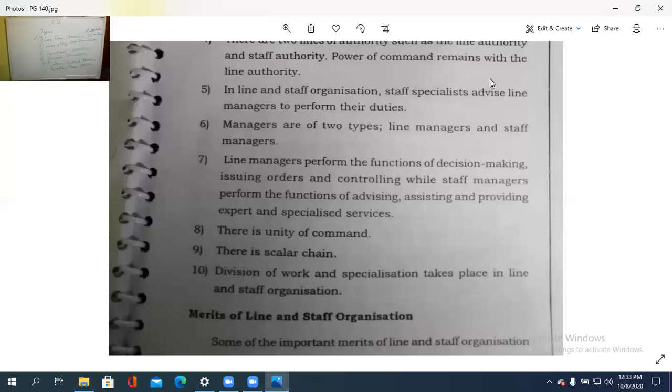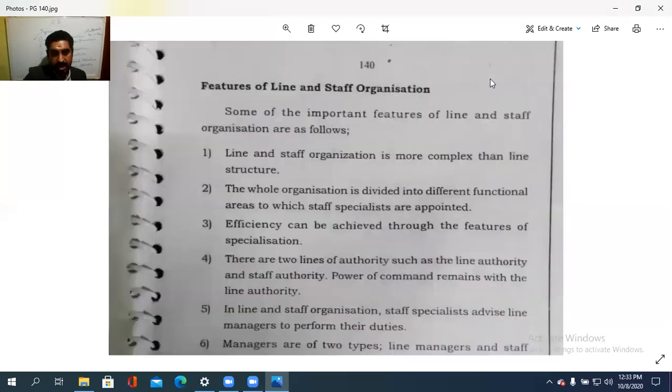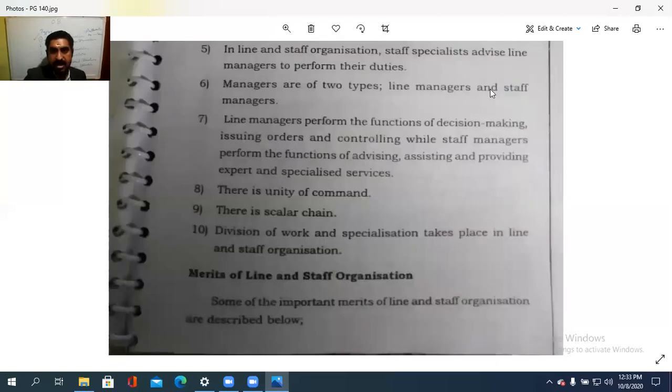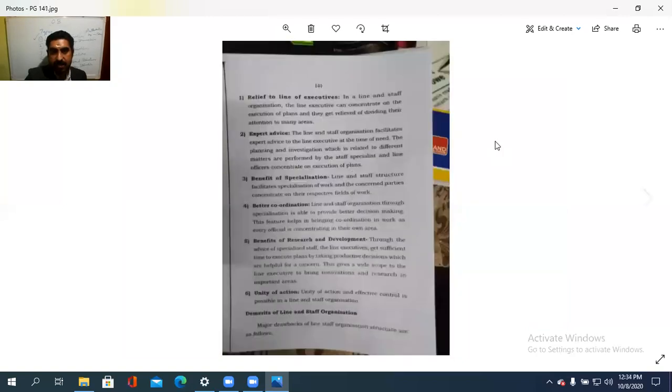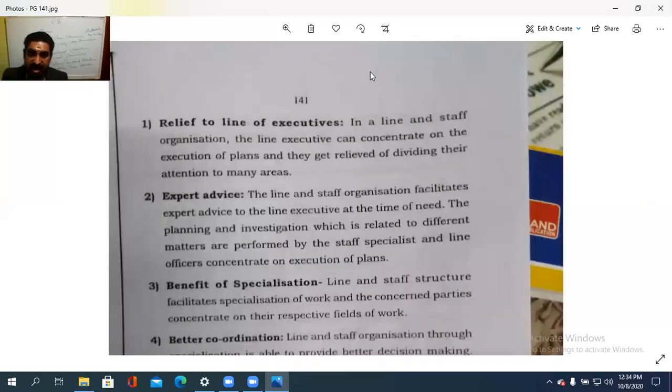അതായത് വർക്ക് ഡിവൈഡ് ചെയ്ത് കൊടുത്തിരിക്കുന്നതും ഓരോന്ന് സ്പെഷ്യലൈസ് ചെയ്തിരിക്കുന്നതും where that is to be take place in the line and staff structure. So this is the features with regard to line and staff organization structure. Next is merits. Like each and everything, there will be some merits and demerits. So what are the merits of line and staff structure?